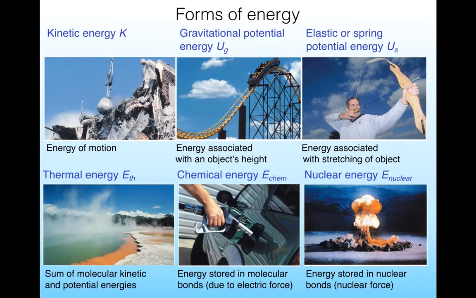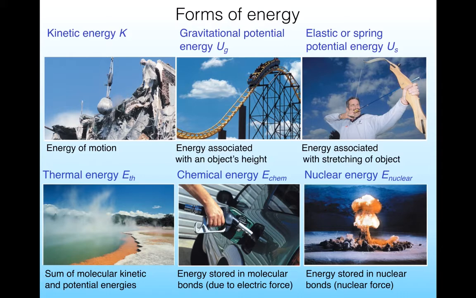So the energy of this wrecking ball when it runs into a building is actually transferred into the building and causes it to be destroyed. Another type of energy which we're definitely going to talk about is the gravitational potential energy. This is the energy associated with an object's height. So for instance, at the top of the arch, this roller coaster has a lot of potential energy due to the fact that it's so high. That potential energy will actually get converted into kinetic energy as it slides down and goes faster at the bottom of the roller coaster track.